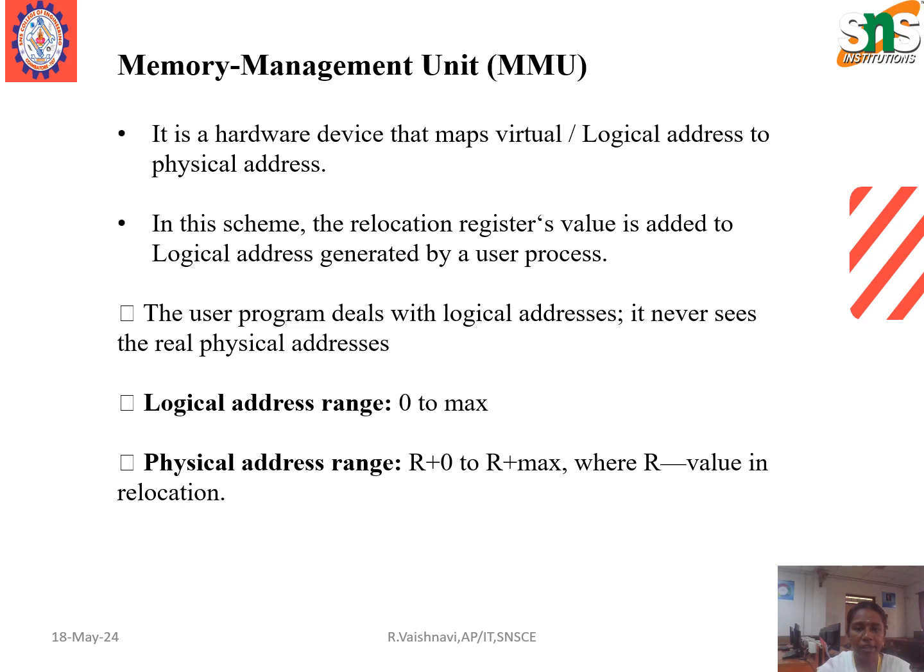Next one, memory management unit, that is MMU. It is a hardware device that maps the virtual or logical address to the physical address. In this scheme, the relocation register's value is added to the logical address generated by the user process. Next one, the user program deals with the logical address. It never sees the real physical addresses. The range for the logical address is 0 to max. Next one, physical address range, that is R plus 0 to R plus max, where R is the value in the relocation register.